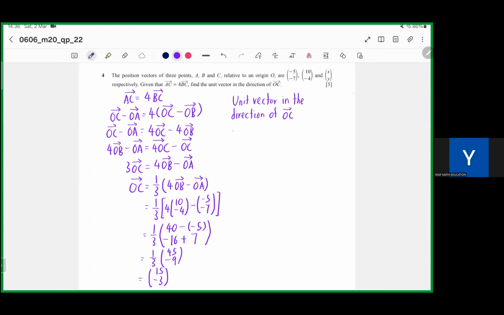Of OC. So, okay, we can take 15i minus 3j over, okay, 15 squared plus minus 3 squared. Okay, so we can get 15i minus 3j over root 26. So we can get finally the answer is 5i minus j over root 26. Okay, this is for question 4.